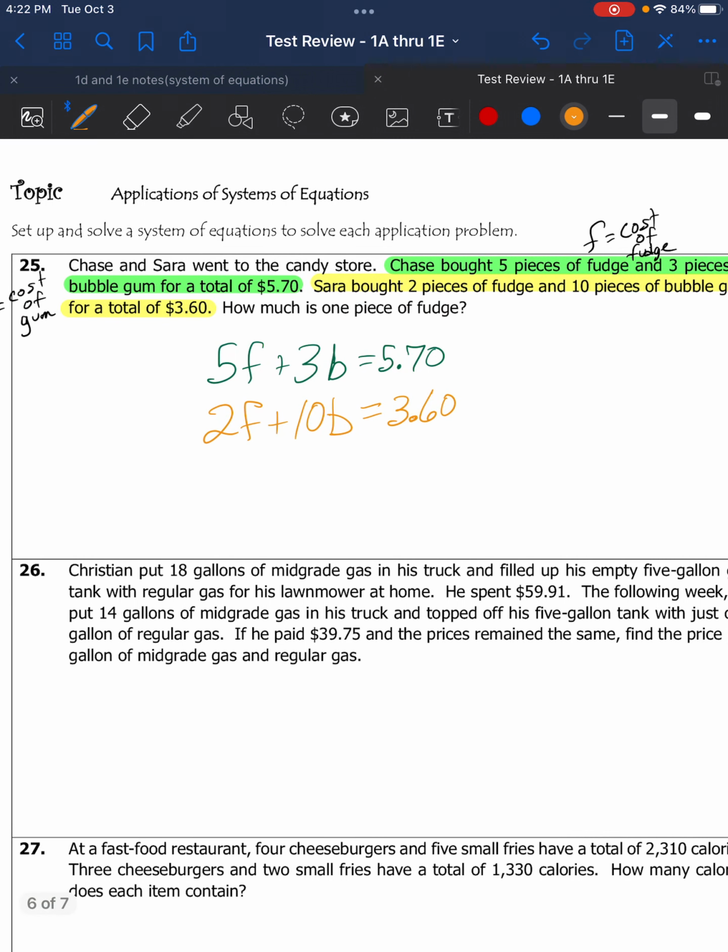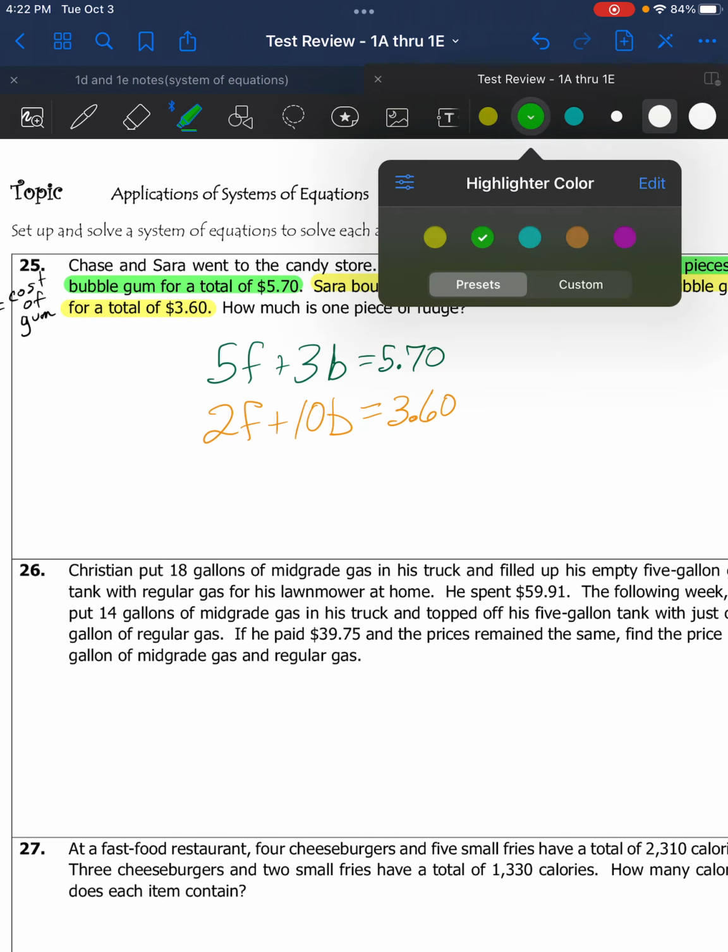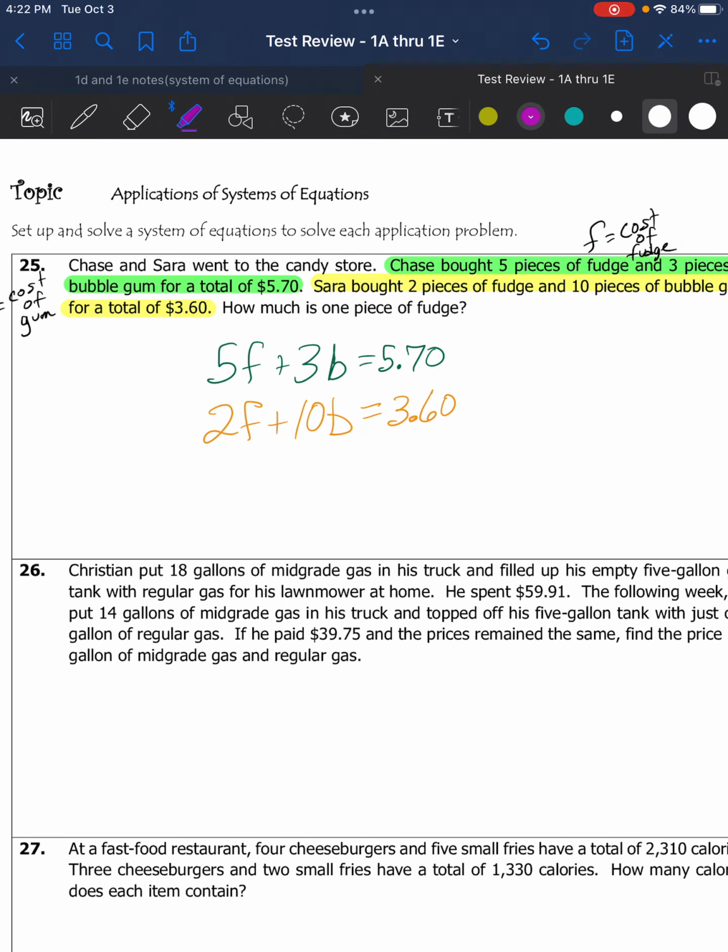All right, now I'm going to look at the question because I want to figure out how I can solve this fastest. So I want 1 piece of fudge, the cost of fudge. So I don't want to eliminate fudge. This one's already set up for elimination, but I want to keep the fudge there. I want to eliminate the B terms, because when I eliminate the B terms, it's going to be left with F, so I'll be able to solve for F.